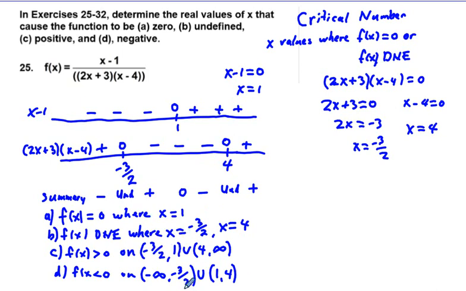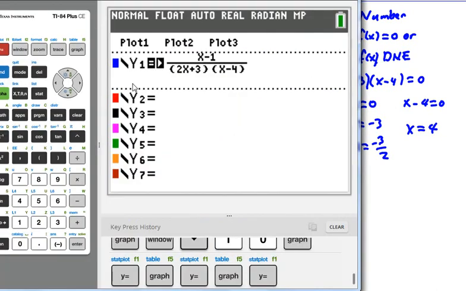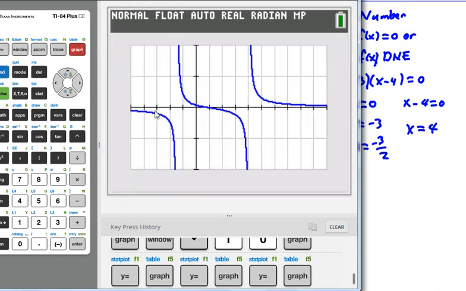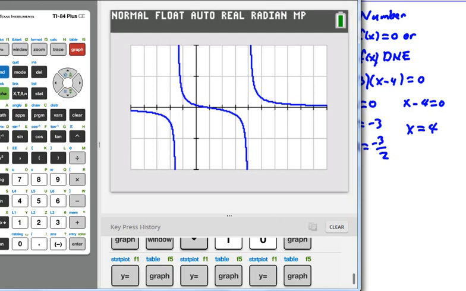Now what I did earlier is I went to the TI-84C calculator and put in the function, and graphing the function, this is what we see. We see the two negative intervals, one between negative infinity to negative 3 over 2 and between 1 and 4, and the positive intervals between negative 3 over 2 and 1 and from 4 to infinity. And where the zeros are vertical asymptotes where the function is undefined. So just for corroboration.